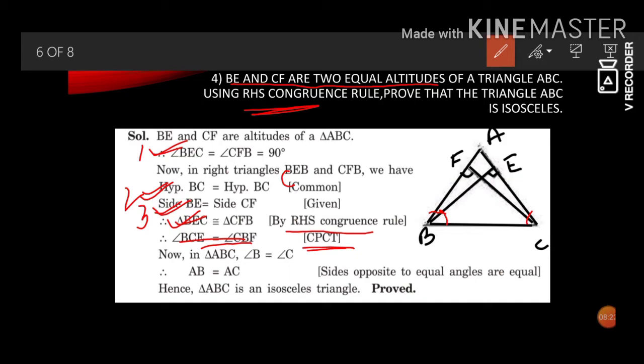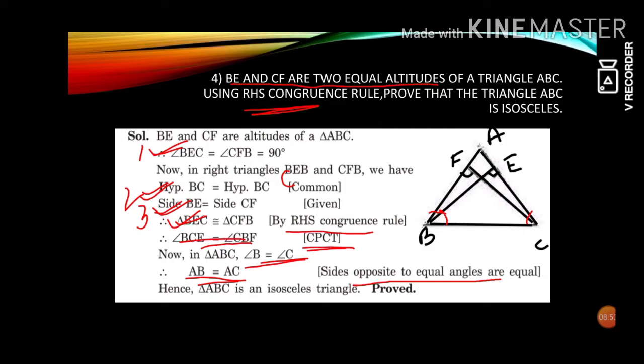If the base angles of the triangle are equal, we can say the sides are also equal. So in triangle ABC, angle B and angle C are equal, which implies AB is equal to AC, that is, sides opposite to equal angles are equal. Hence we can say that triangle ABC is an isosceles triangle. So from the given question, using the RHS rule, we proved that triangle ABC is an isosceles triangle.